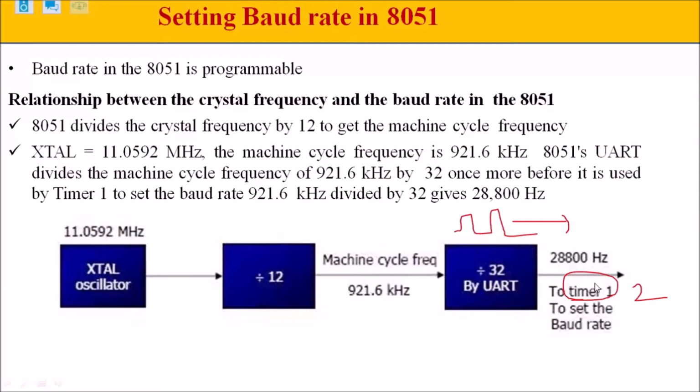Because of this operation, it can be used to generate a clock signal continuously. So always remember that timer 1 in mode 2, that is reload mode, is used to generate a clock signal for the UART block. Generating a clock signal means it will decide the baud rate. Baud rate is the rate of transmission of data. What is the speed of your data transmission? How many bits are transmitted in 1 second? That is decided by this clock signal, and this clock signal is generated by timer 1 used in mode 2.